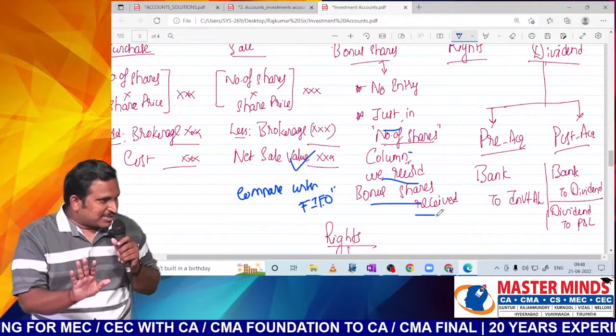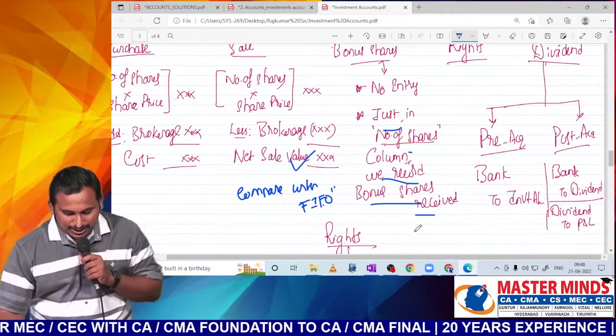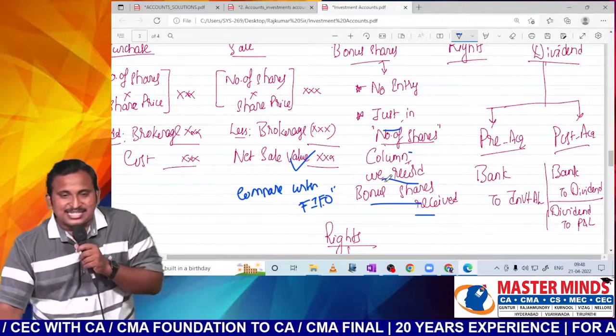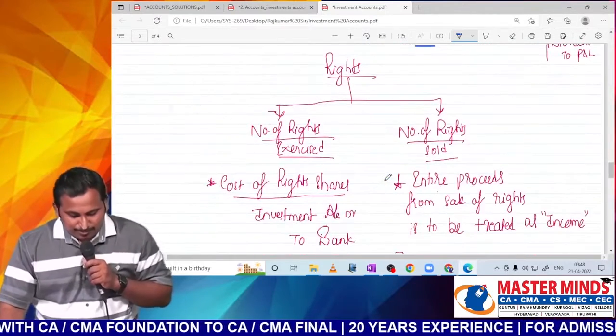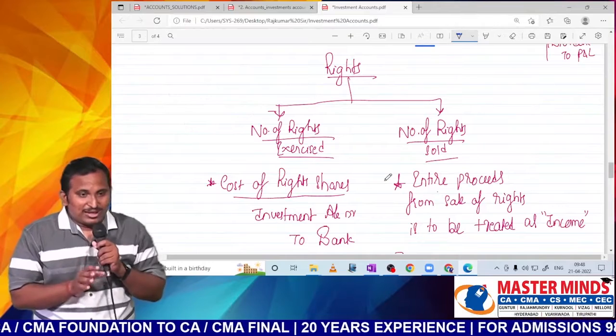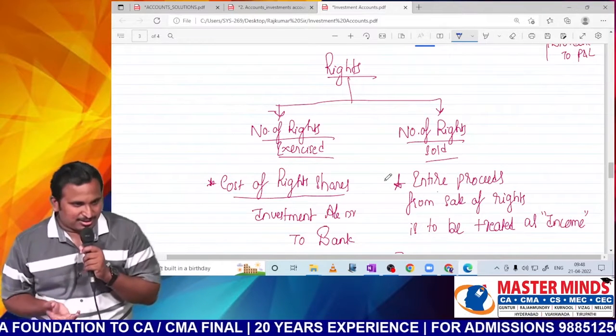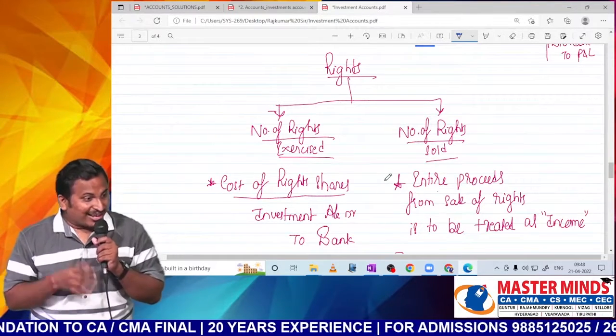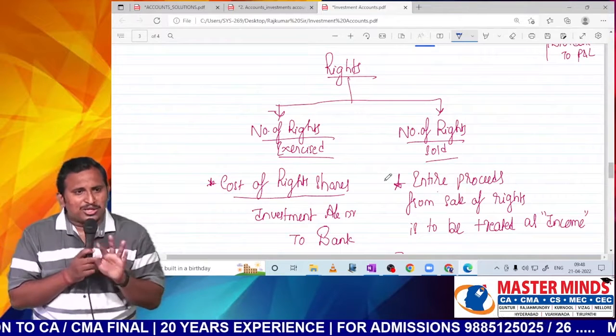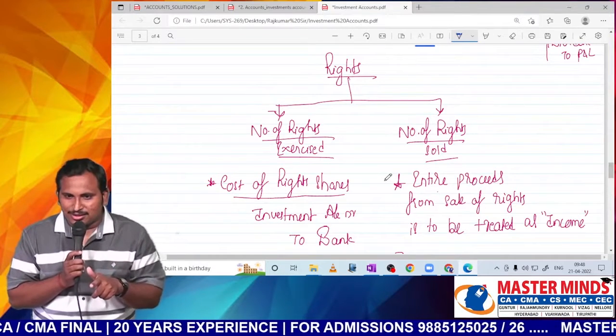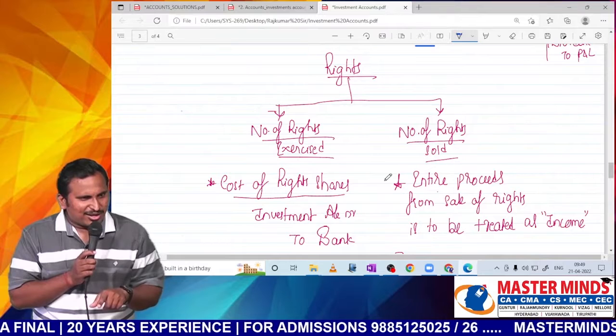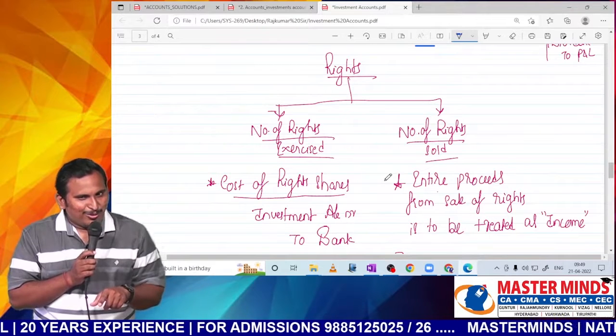I don't think a big discussion is required. Simple only. Next, rights shares. Sir, please understand, actually we learn about rights, not right shares. What is that? We talk about rights, not right shares. Both are different, rights and right shares. Tell me, both are different or same?